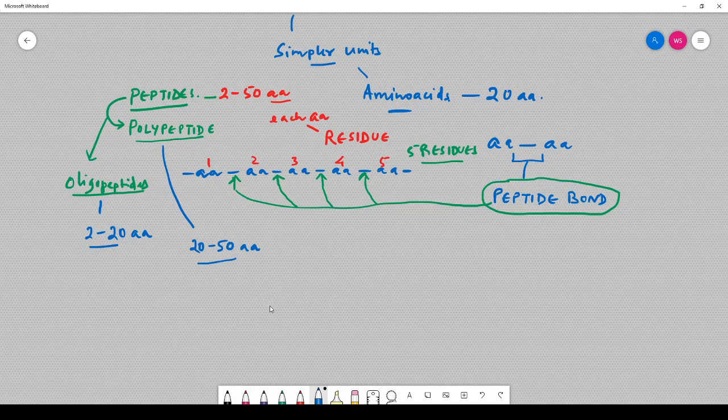So greater than 100, we call it a protein. So theoretically, anything greater than, so let's say anything greater than 50, we define as a protein.